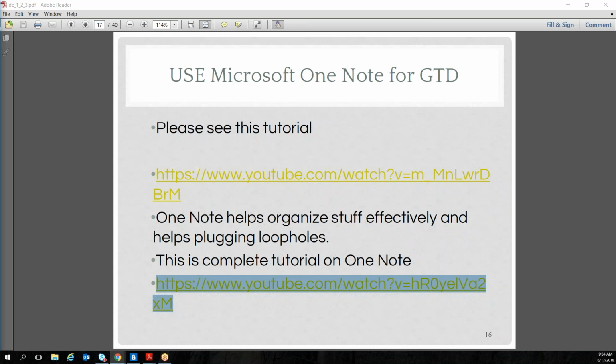And OneNote is flexible. So if you find that these tabs aren't exactly working for you, maybe you want a section for something rather than just an individual page, you can do that. You can change it around anytime you want. You can use OneNote however works for you.